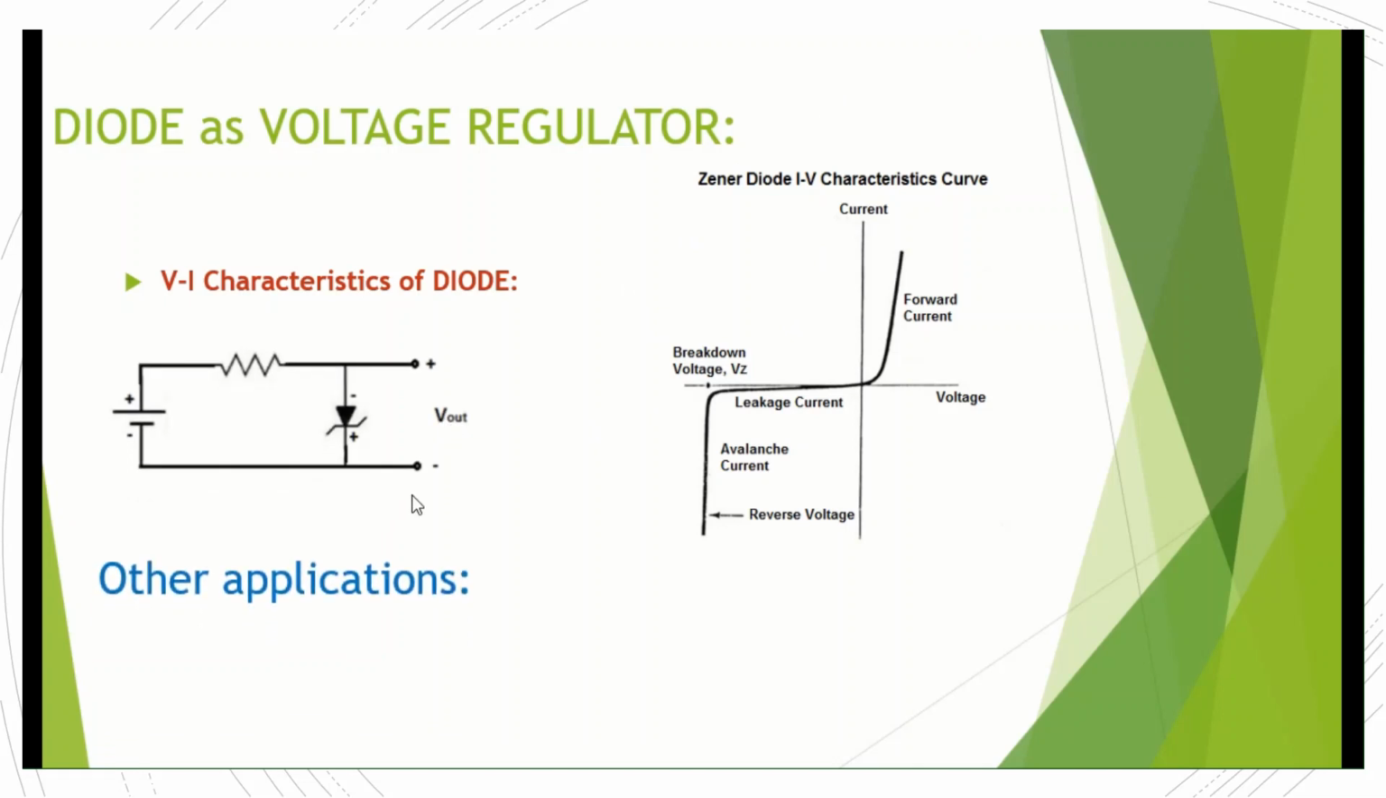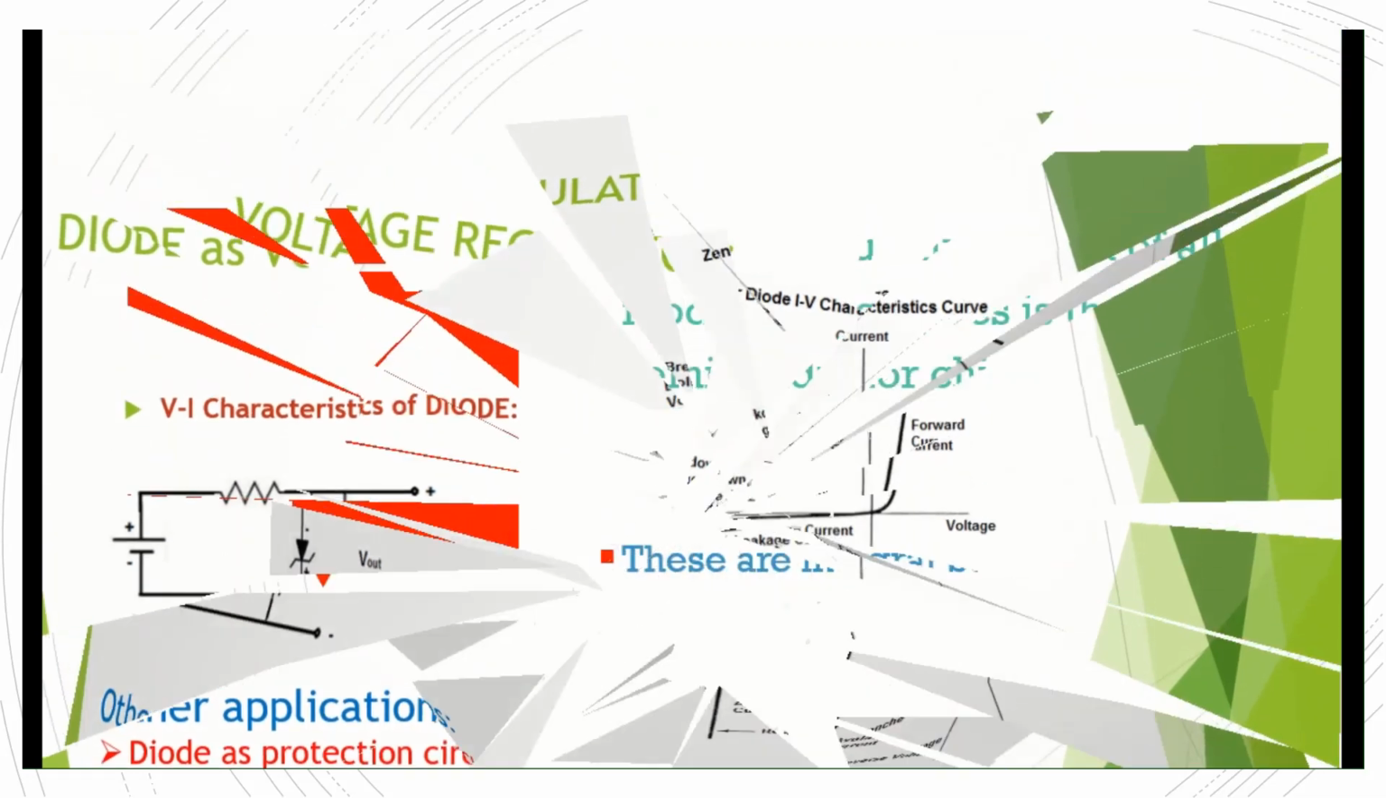Now there are some other applications of diode. First is the diode can act as a protection circuit. It can protect the devices which are very sensitive to the reverse bias current. Diode can act as a switch. In forward bias, it is in the on state, and in reverse bias, it is in the off state.